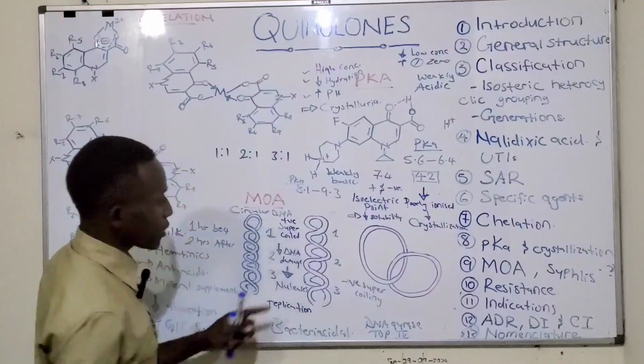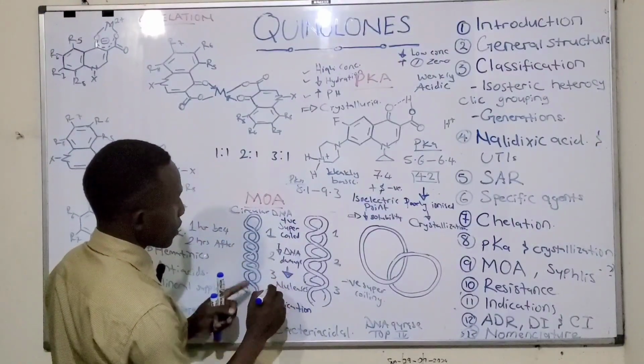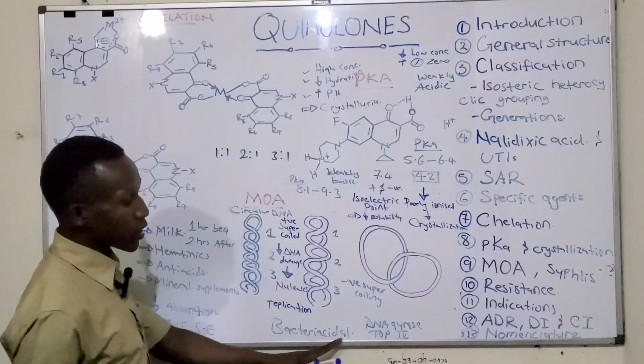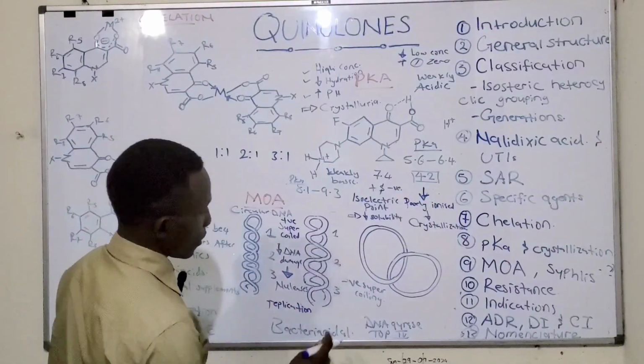So that's the role of DNA gyrase. If it is inhibited, we can have the bactericidal effect due to the nucleases.